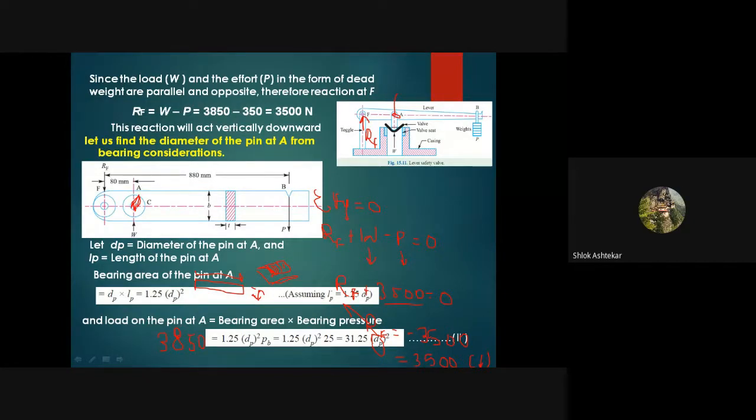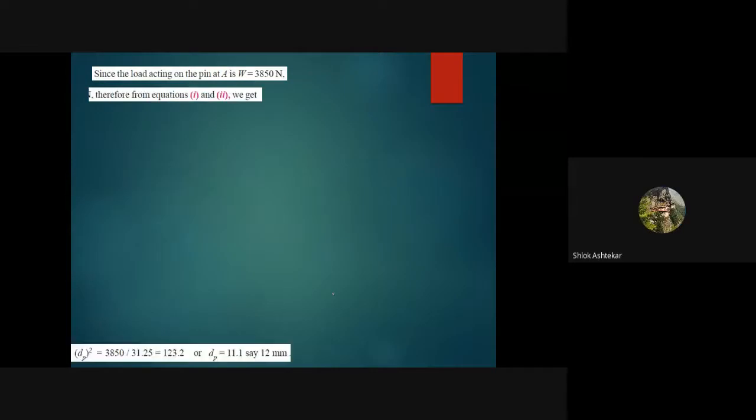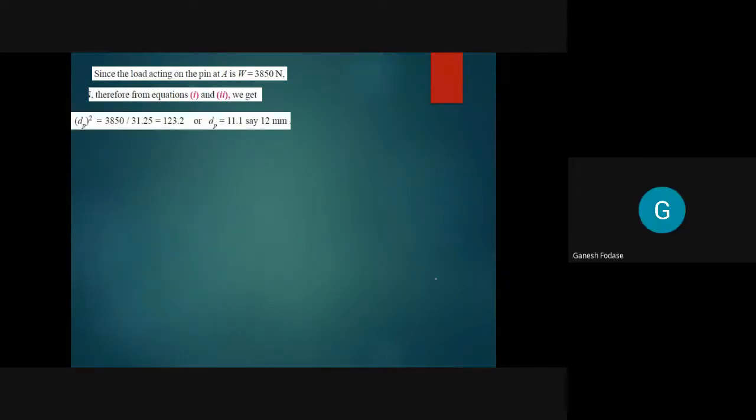11.09. Okay. DP is approximately 11.1, or you can say approximately 12 mm, and then hence LP will be 1.25 times DP, that is 15 mm. So DP is 12 mm and LP is 15 mm.